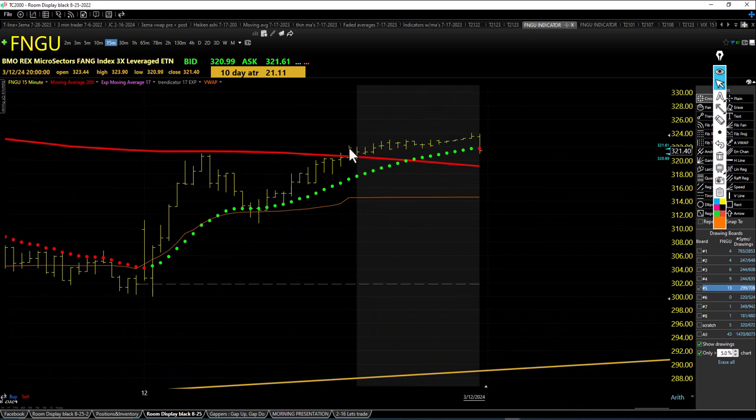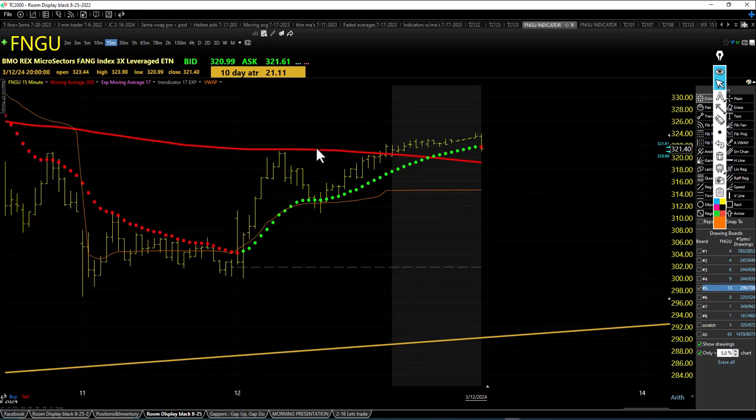Didn't quite get up there fast enough to consolidate, but you can see in the aftermarket hours it is consolidating up and over the 200 SMA. Okay, that's the SMA. These are the EMAs right here. This is the 17 EMA.